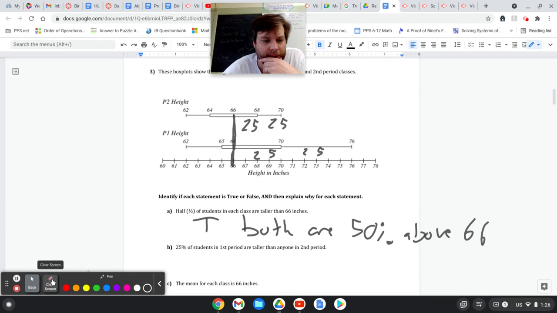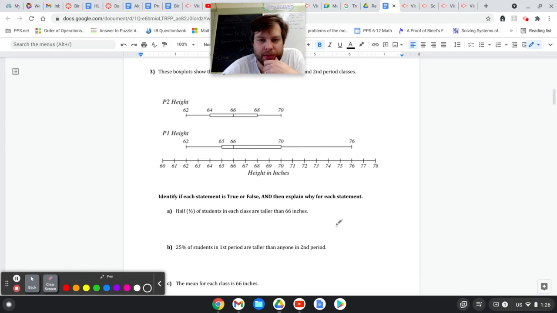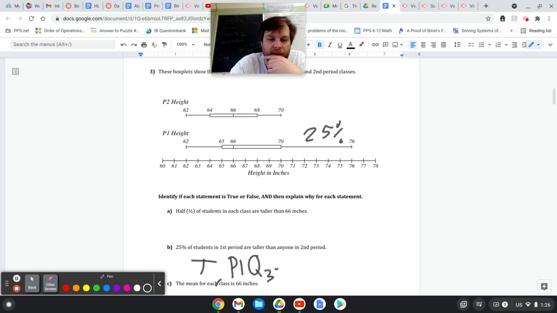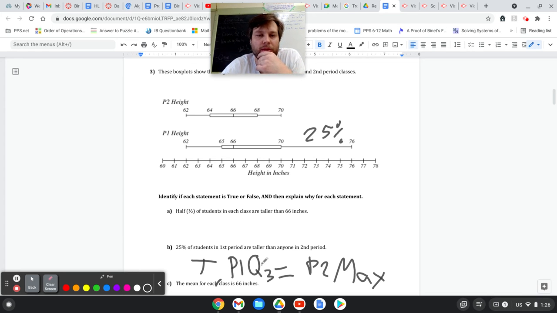So that's fine there. Then part B, 25% of the students in period 1 are taller than anyone in period 2. And that is true because here's your 25% of period 1, and they're taller than anyone in period 2. If you wanted to get a little fancier, you could say that the third quartile for period 1 is equal to the maximum value for period 2. And that means that there is one remaining group of 25% here in period 1 that is taller than period 2.